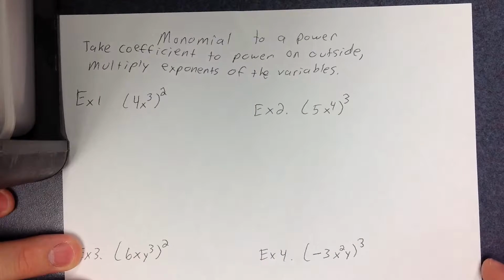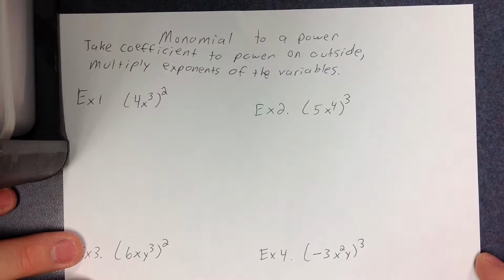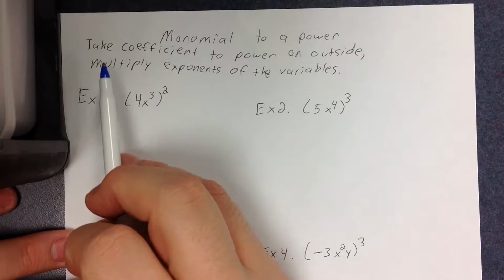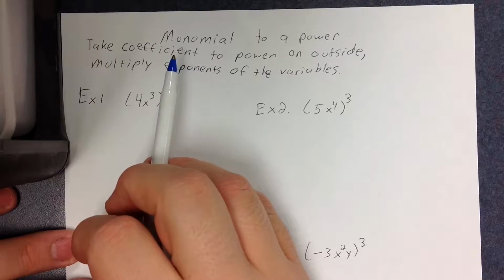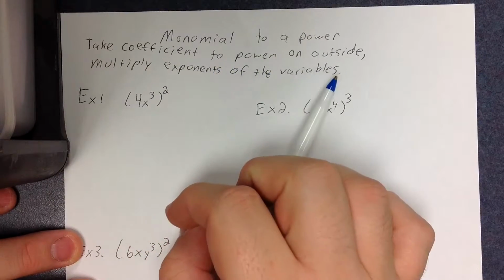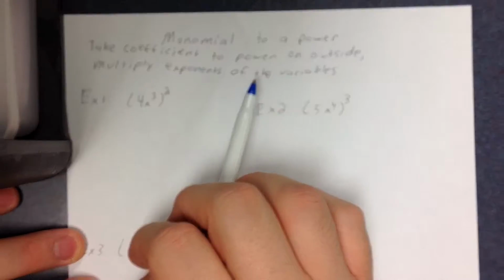Okay, now we're going to look at taking a monomial to a power. A monomial is just one term, and terms are separated by plus or minus signs. So if there's no plus or minus sign in between the numbers and variables, it's just one term. Now when we do this, we take the coefficient, again, the number in front of the variable, to the power on the outside, and then on the inside we multiply the exponents of the variables.